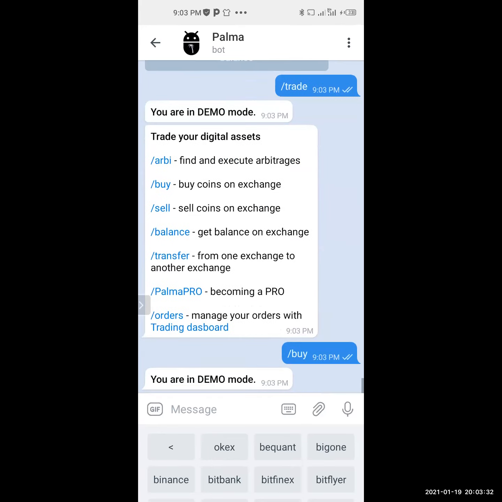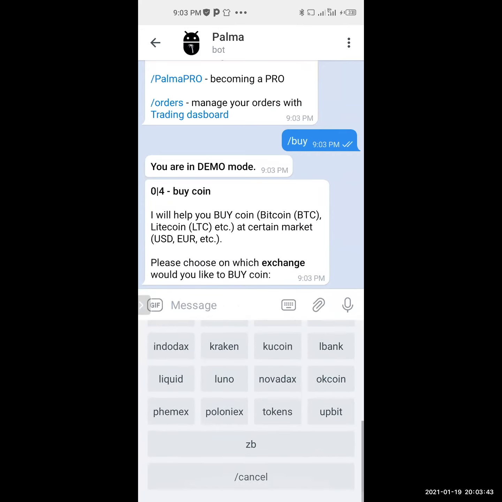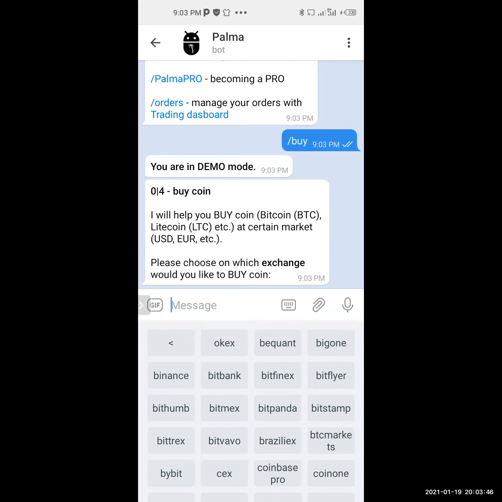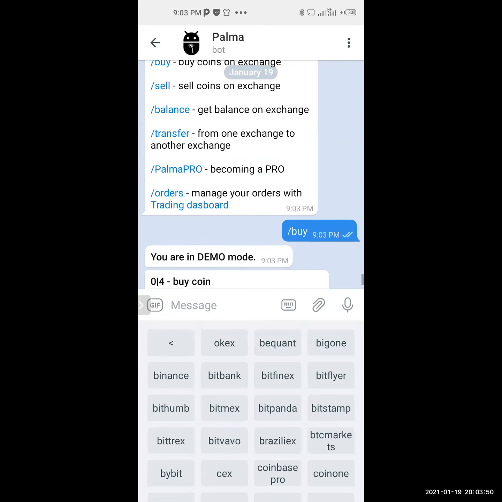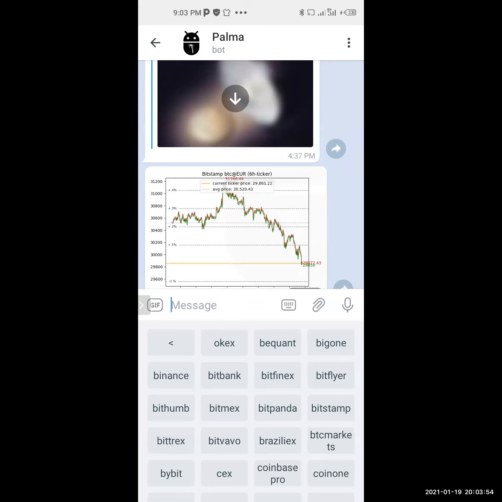Like for example, I click on buy now. See, it brings out different exchanges I can buy coins from, at any market, whatever I want to do with the coin. So arbitrage opportunities is being able to buy low on an exchange and sell high on an exchange. But you need to know the price has to be worth it, because if the price difference is not much, we end up losing money on withdrawal fees and all that.